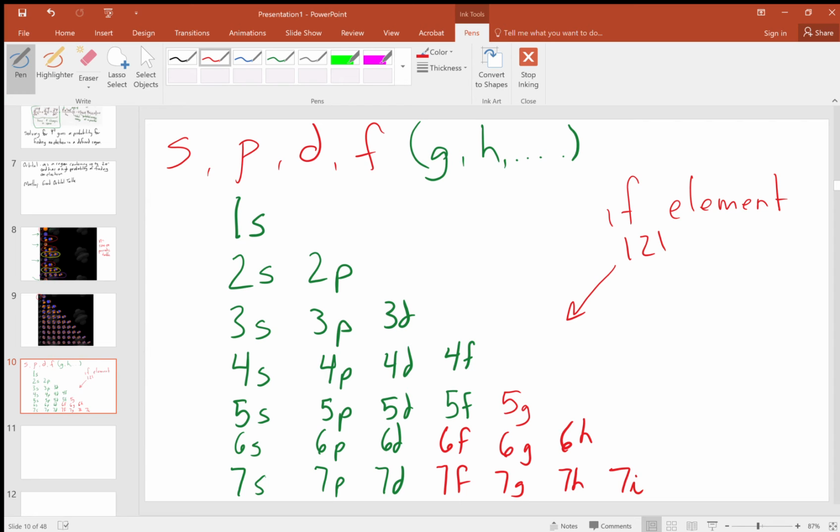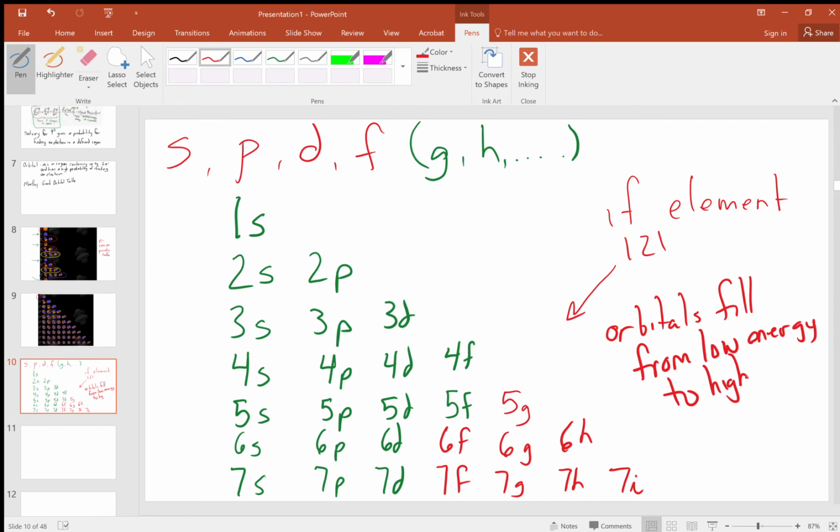So the next thing we need to be able to do is fill in the electrons. And so the most important rule is that orbitals fill from low energy to high energy. And so we might expect that these are just going to fill 1s, 2s, 2p, 3s, 3p, and so on. And at least initially they do. But not completely.